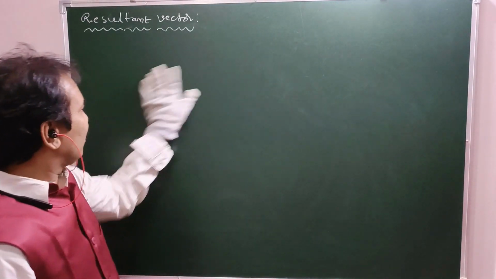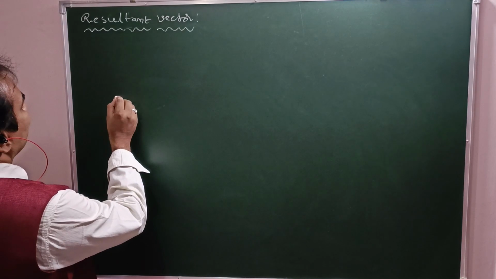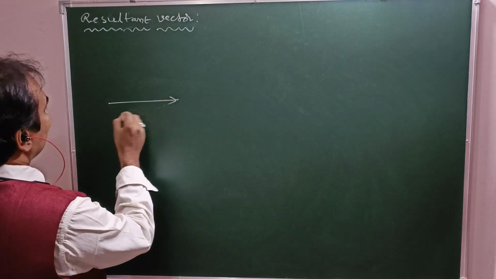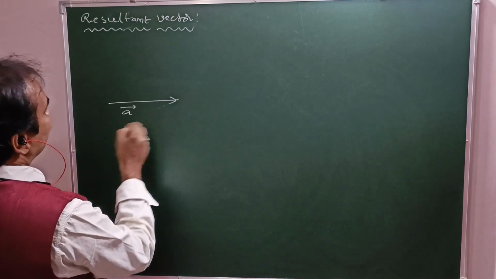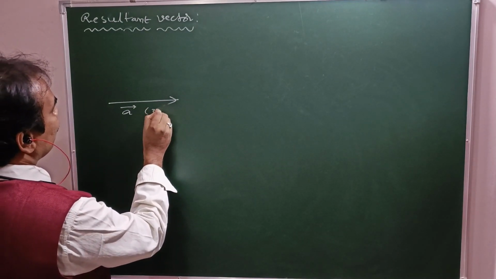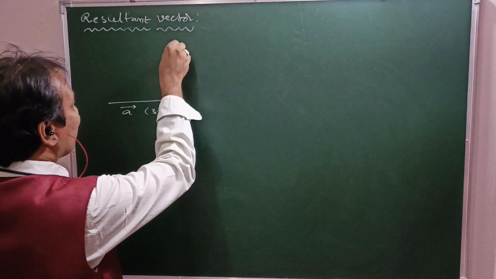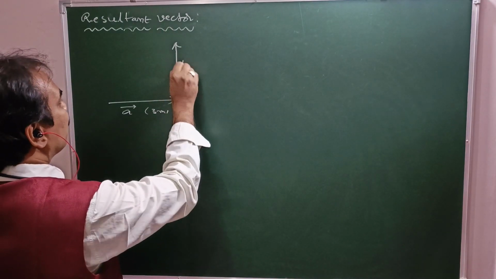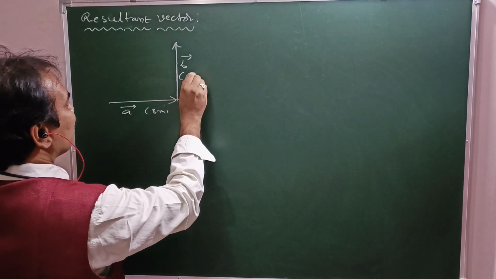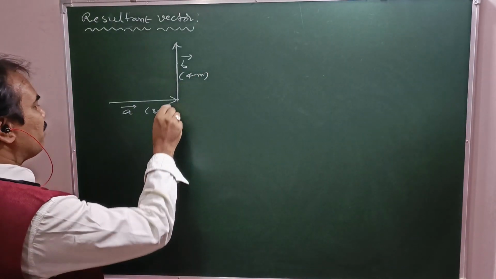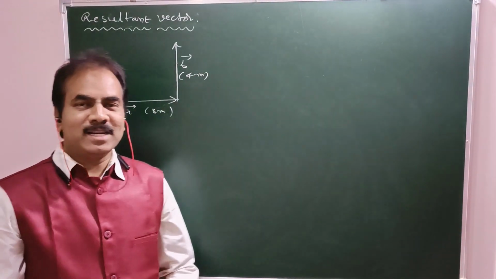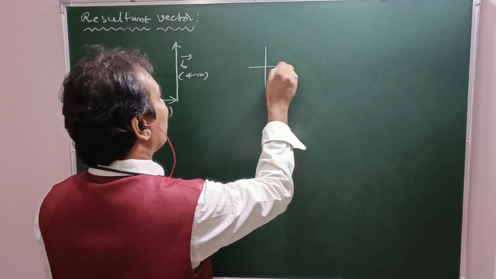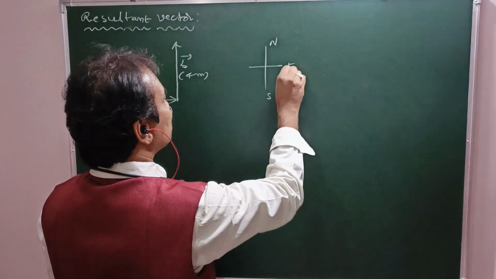Suppose two vectors are there like that. This is A bar of 3 meter magnitude, and here it is B bar of 4 meter magnitude, for example. 4 meter magnitude means these are nothing but displacements of one particle as an example. For example, this is north, south, east, west.